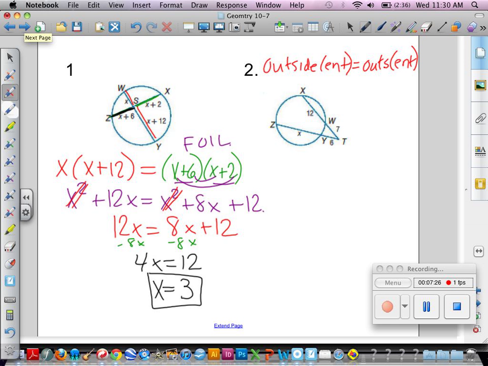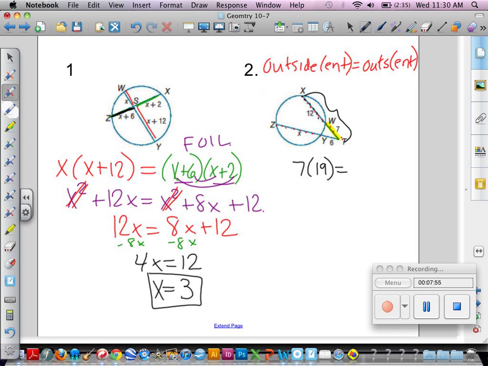So I'm going to look at XT first. Looking at this line segment, my outside is 7. I need my entire. Now be careful, this is what some students will do. They see this 12 and they think, okay, it's 7 times 12. You need the entire line, so you need to use 19 there, guys, 19.